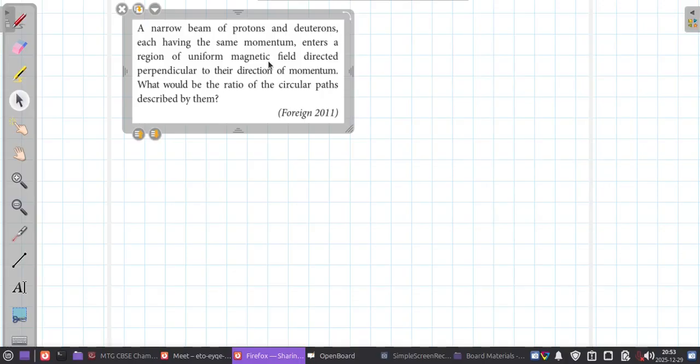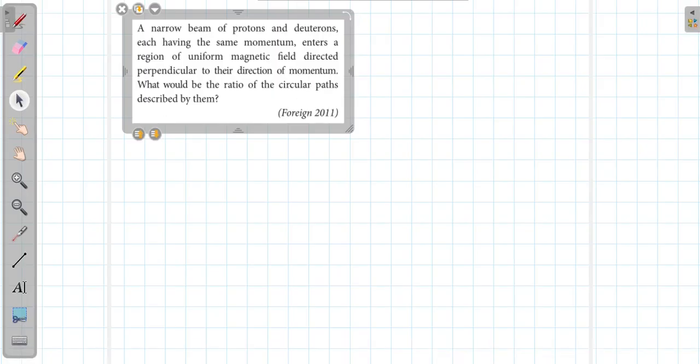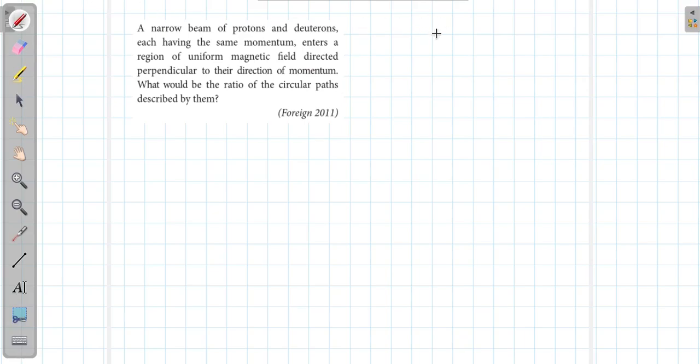So for this question, we need to know the exact relationship for the circular path. First, we know BQV equals MV square divided by R. This relationship you should remember. Then V and V get cancelled, R equals MV divided by BQ. Here they have mentioned momentum same, P equals MV, which is equal to a constant.